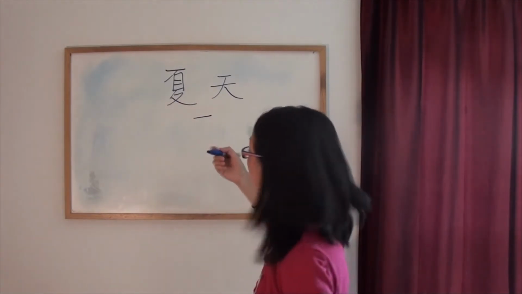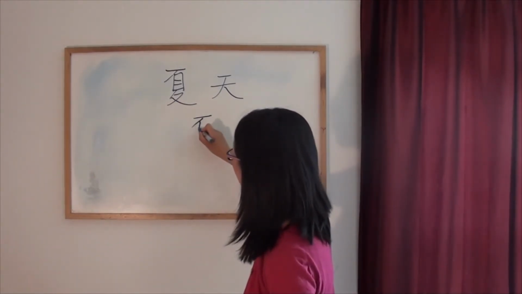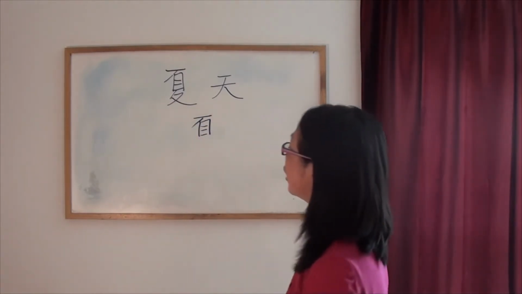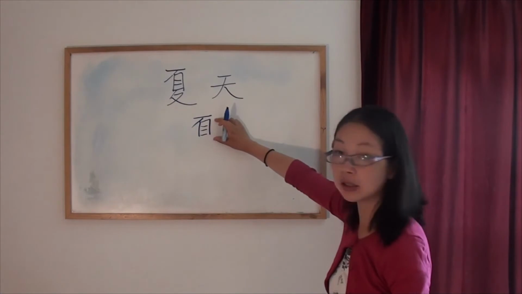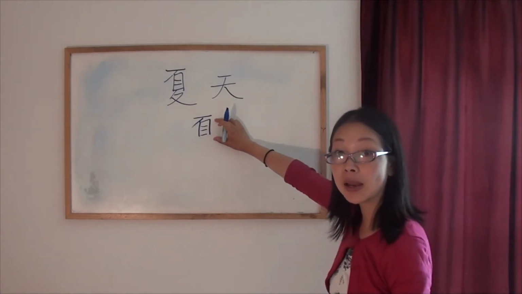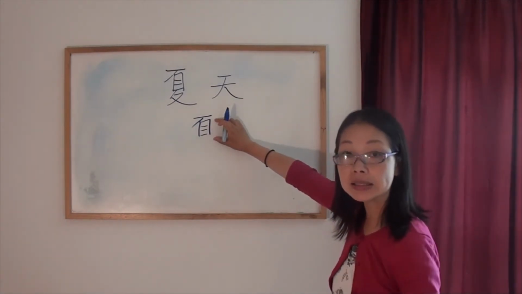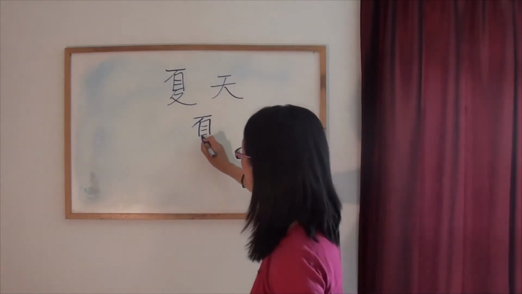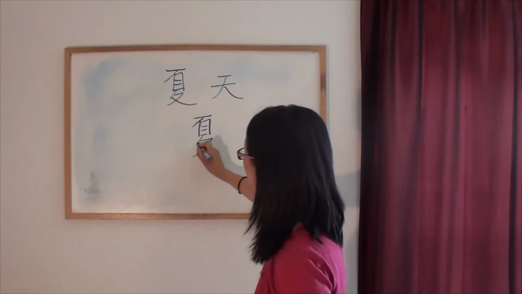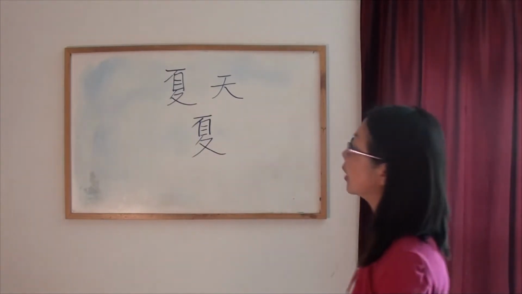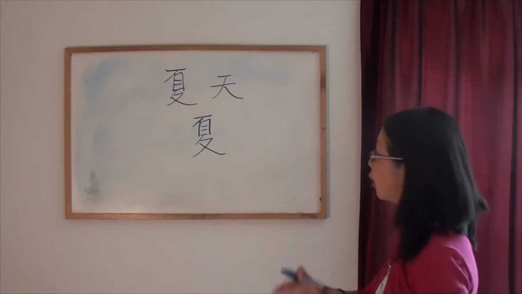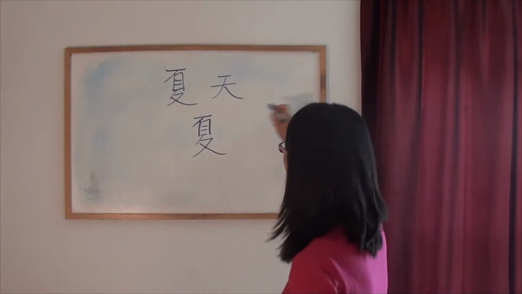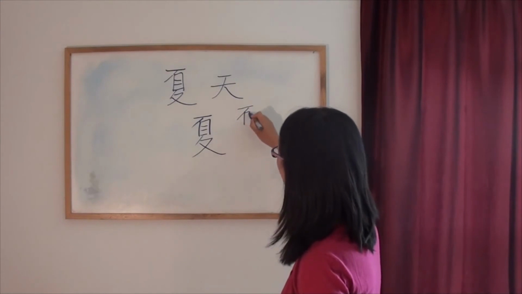Always go from the top. You know, the middle part is an independent character, means 自, 自己的字, self. Don't make it too big. Also, don't make the three parts separate a lot, okay? Put them together.